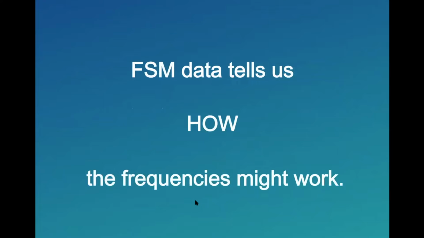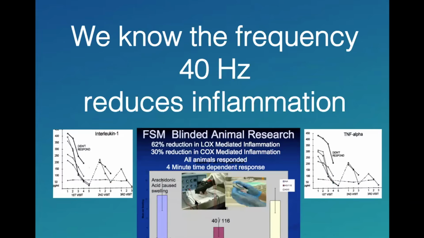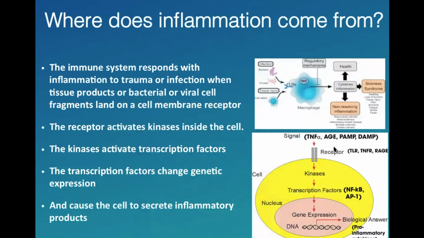The data gives us an idea about how the frequencies might work. We know that 40 hertz reduces inflammation, right? We've got the animal research with the mice and the ears and the 62% reduction in LOX and the 30% reduction in COX. And its 4-minute time-dependent response is a feature that suggests the cell signaling model we have is correct, because it takes about 4 minutes to change what the cell does for a living. All of the inflammatory cytokines went down. But then it makes you think, where does inflammation come from?